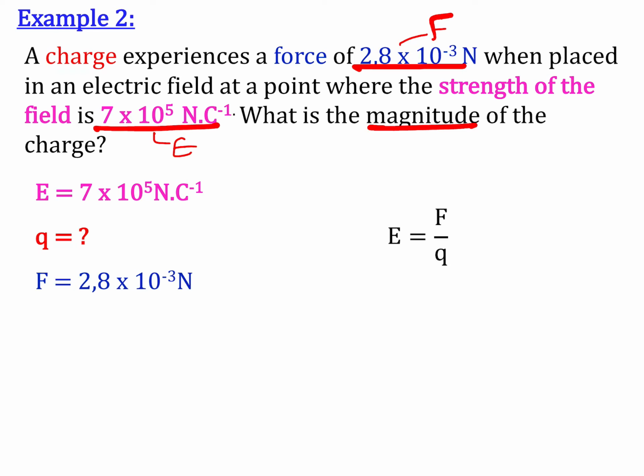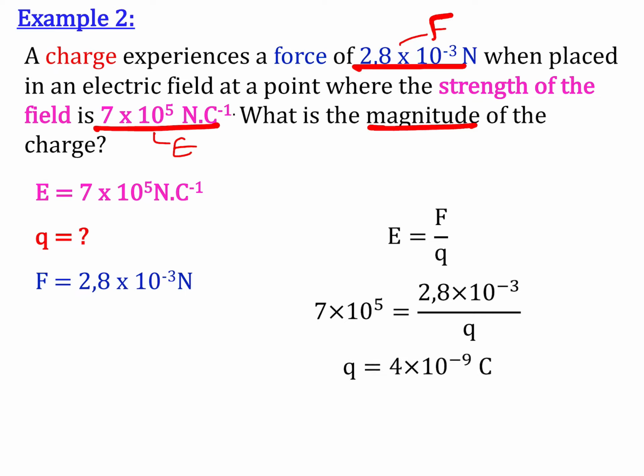Great. So E equals F over Q: 7 times 10 to the 5 is equal to 2,8 times 10 to the minus 3 over Q. So we solve for Q. It's nice and small. Straightforward. I can't at this point say that it's positive or negative. I'd need more information, like a diagram, or they'd have to say something about direction. This is not enough.